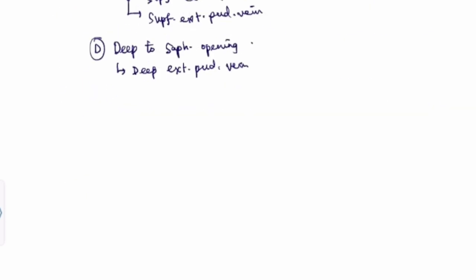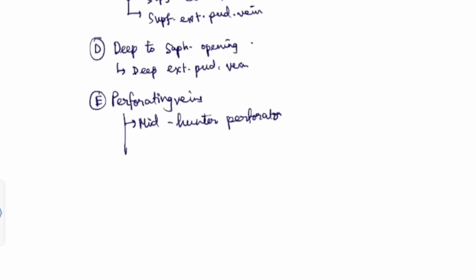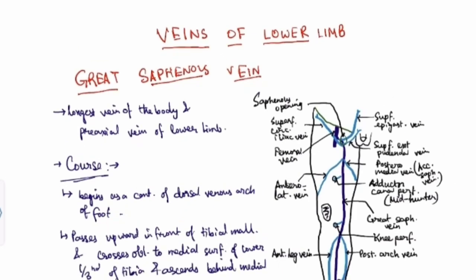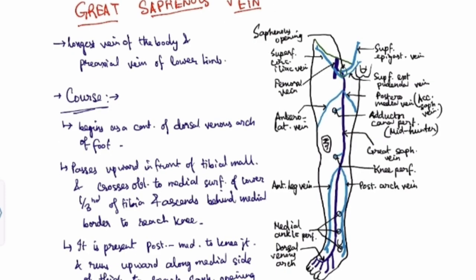Now, what are the perforating veins which are present? You have two perforators, a mid-hunter perforator and a knee perforator. Let's have a look at them. You can see here the mid-hunter perforator and the knee perforator, which I have shown here. Now let us go into a bit more detail of the GSV.